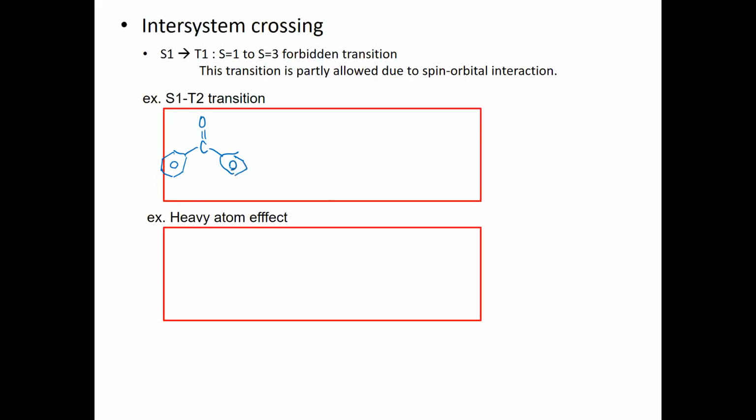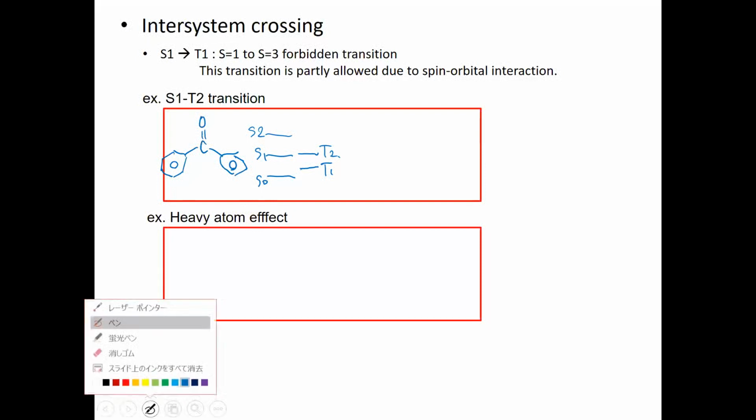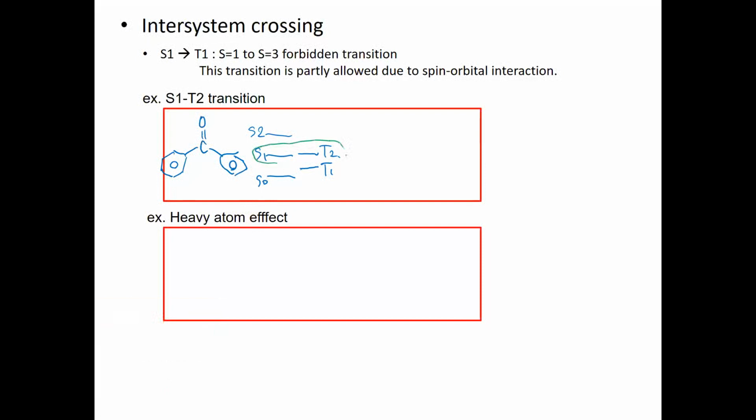And if you draw this, one could happen because, for example, E0, S1, and then S2, and T1. How can I draw? Somehow T1, T2. So the triplet state is always lower than the same number of the singlet state, but somehow by chance the S1 and the T2 level are quite similar in energy. That could happen.